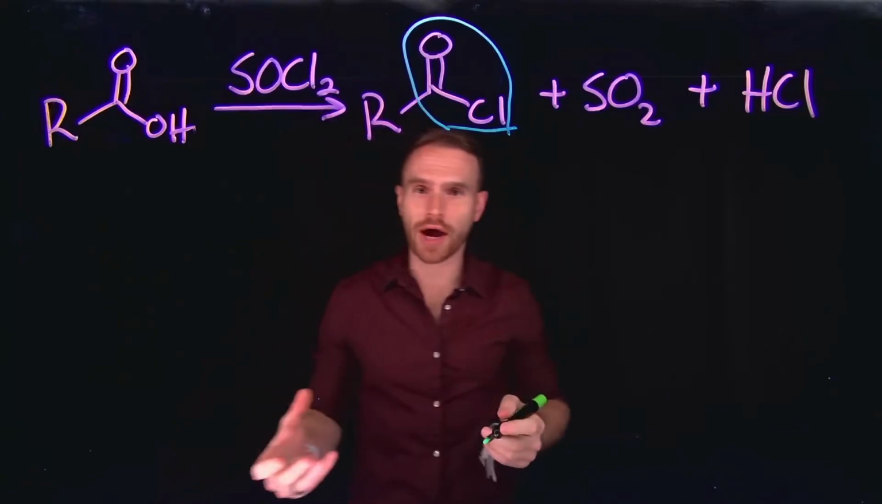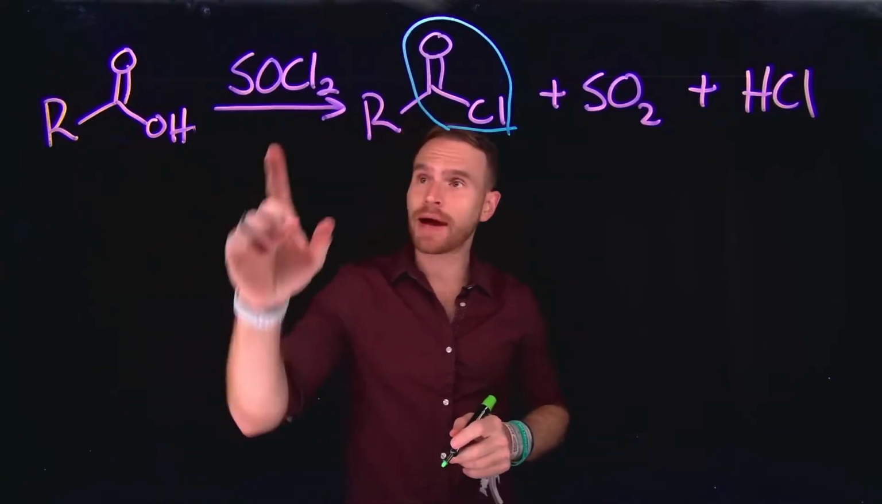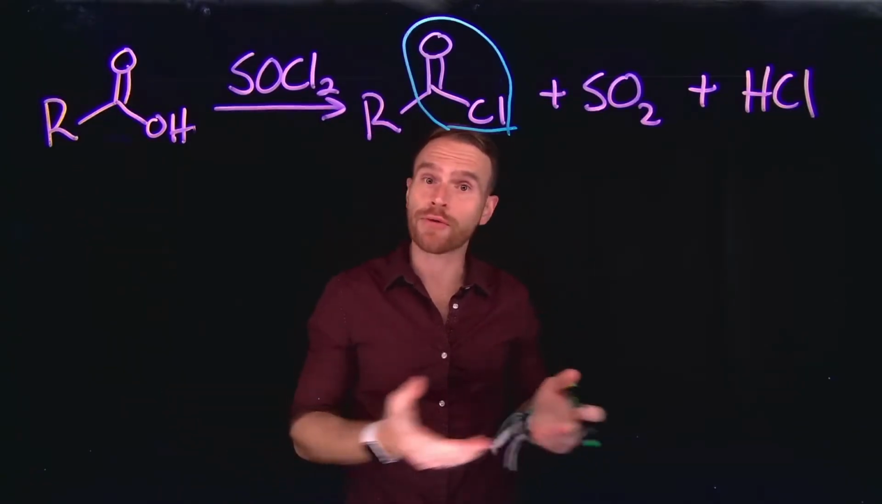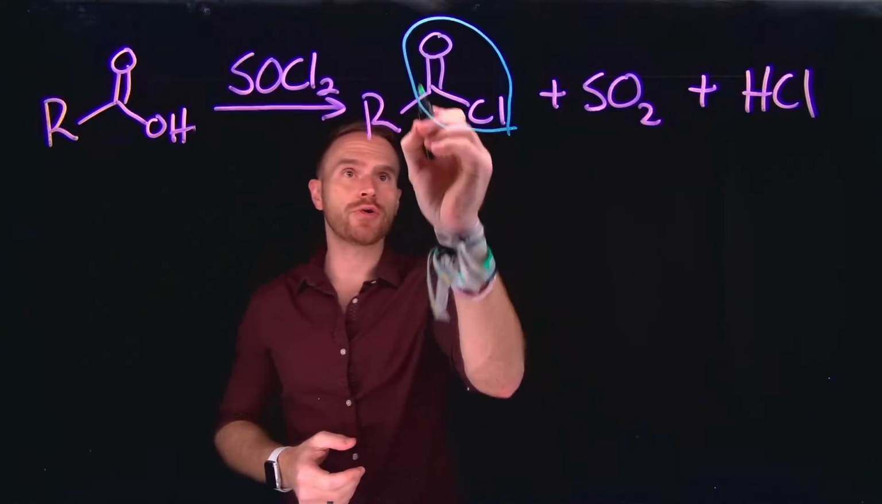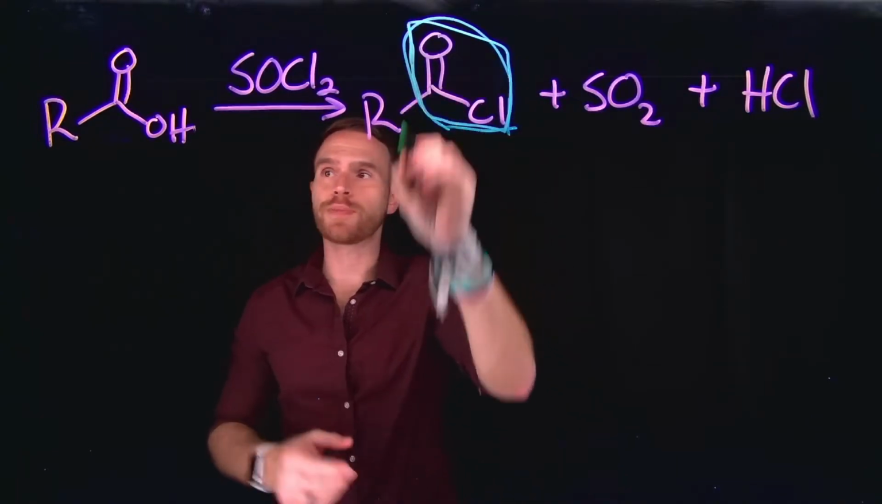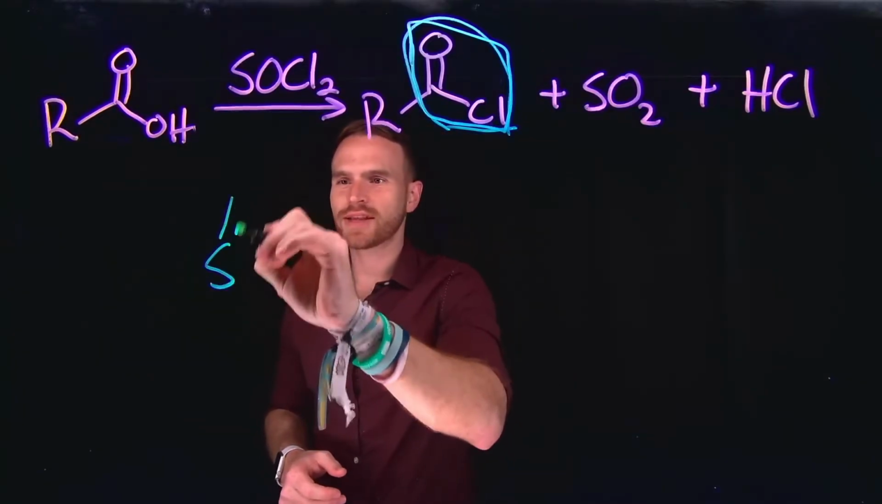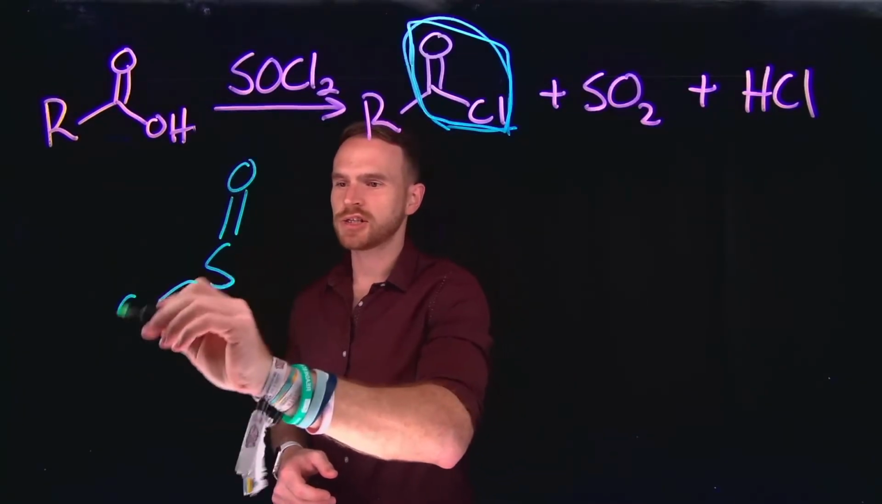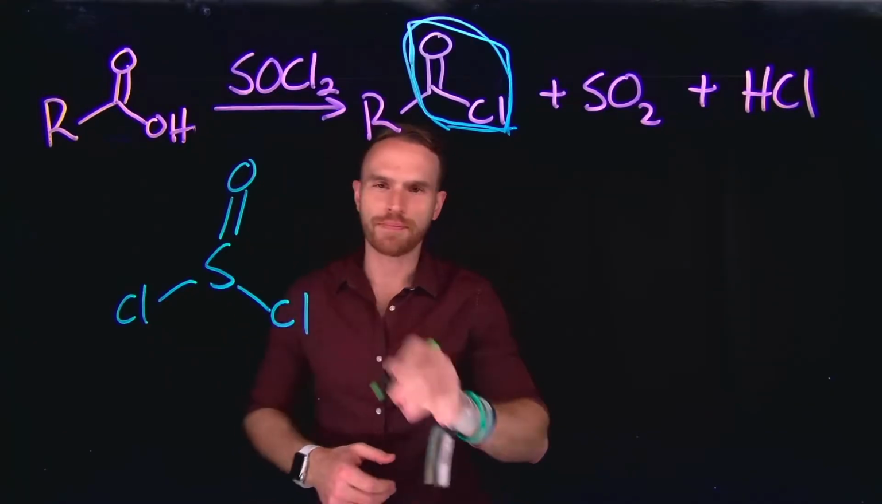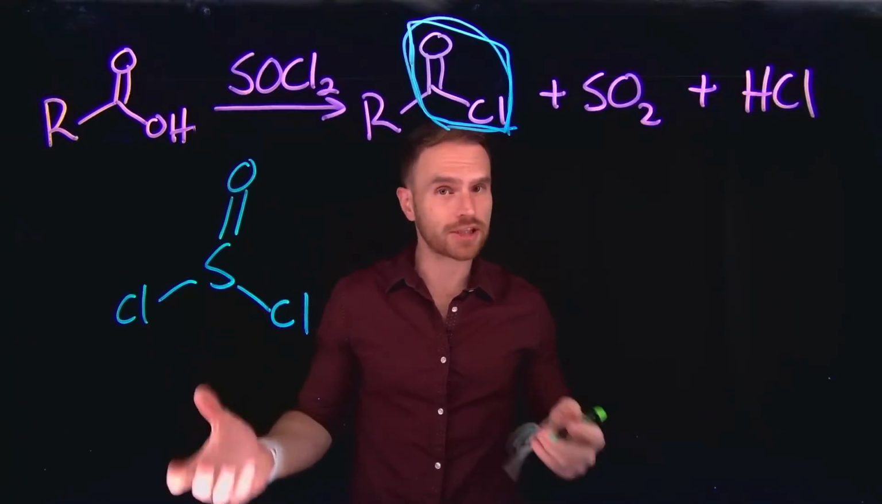So acid chlorides can be made from carboxylic acid by introducing thionyl chloride or phosphorus trichloride to make our new acid chloride functional group and replacing that carboxylic acid. Thionyl chloride contains a sulfur at the center with a double bond to oxygen and two sulfur to chlorine bonds. This makes the sulfur group extremely electrophilic.